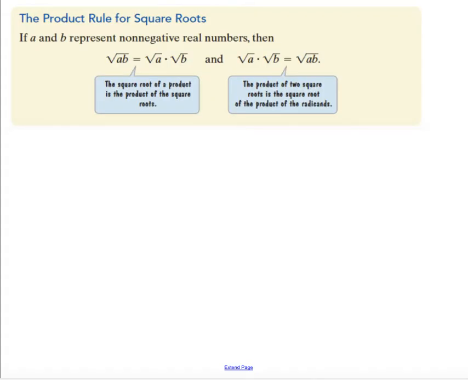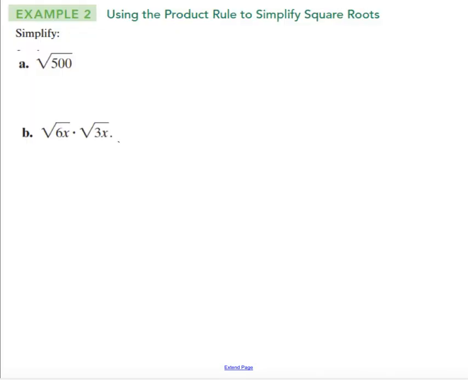All right, we'll continue on. We can use the product rule for square roots, where if we have a product underneath the radical, we can separate it out into 2 radicals. Or the opposite: if we have 2 radicals that are multiplying and they have the same index, we can multiply them together underneath as 1 radical. So let's go ahead and do some examples here.